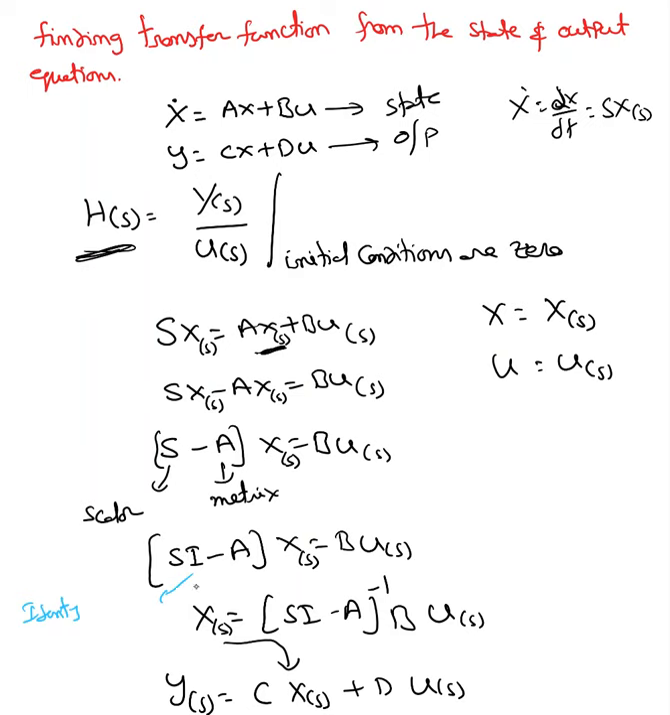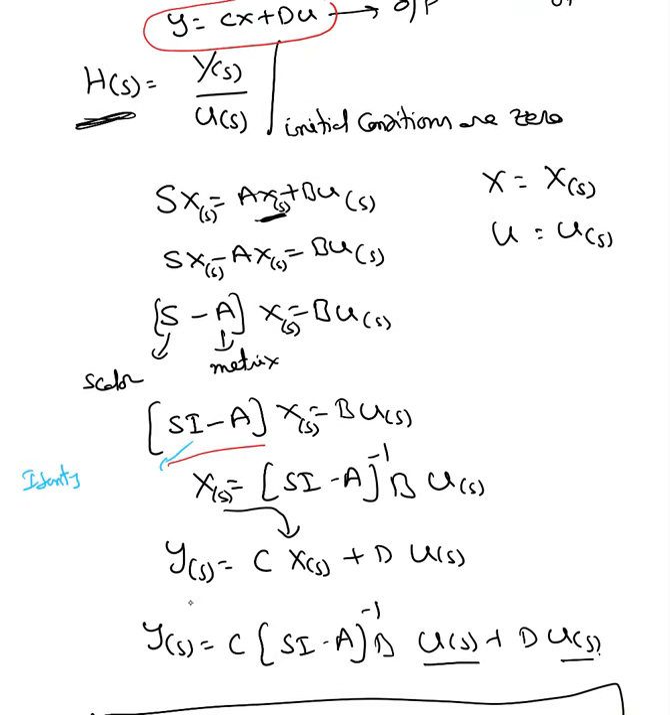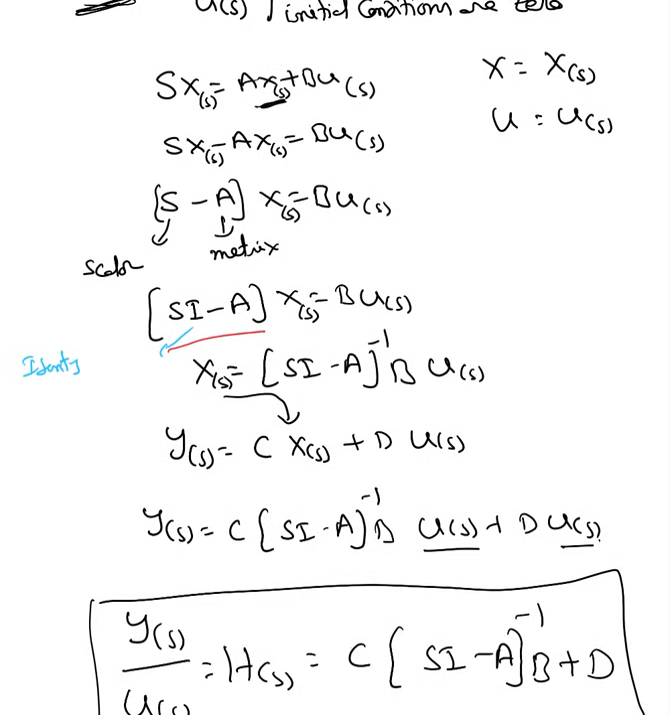So now this (sI minus A), I'm going to move to the other side. When I move it to the other side, it's going to be (sI minus A) inverse times B U of s. Now I'm going to take the output equation Y equal to Cx plus Du. So Y of s equal to C X of s plus D U of s. Now I'm going to substitute X of s in there. Once I substitute it, Y of s equal to C times (sI minus A) inverse times B U of s plus D U of s.